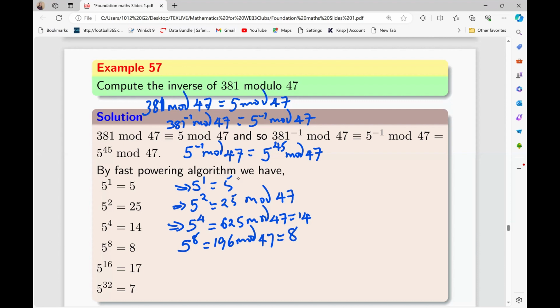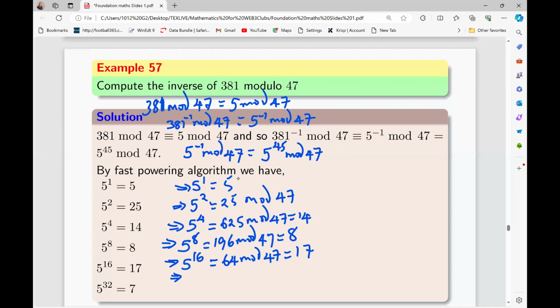Square this line to get the next line. 5 raised to 16. 64 mod 47. So the question is 47 into 64, how many times? The answer is 1. What is the remainder? 17. Can we square another time?